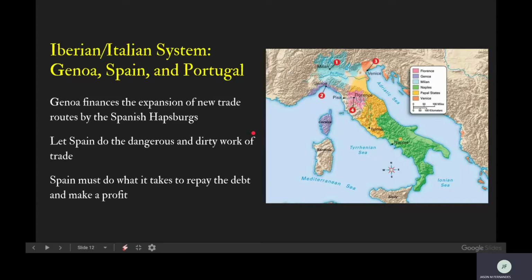Now, the problem with this is if Spain is going to borrow all this money, they obviously have to pay it back, right? So again, you've got the finance, you're going to let Spain do this kind of dangerous work of trade, right? Expansion of trade networks. But they got to repay the debt, and you don't want to just repay the debt. You want to make a profit too. Okay, so how are you going to do that, right? And again, this gets pretty dirty, right? The Spanish are going to do some pretty terrible stuff here.